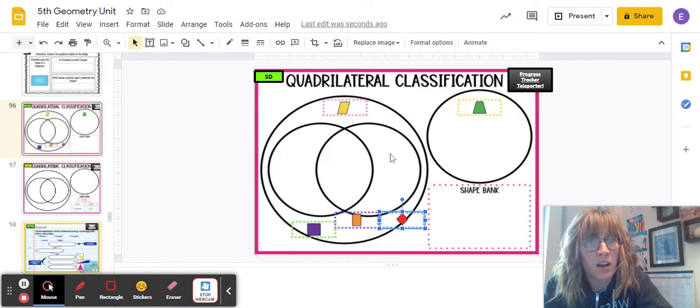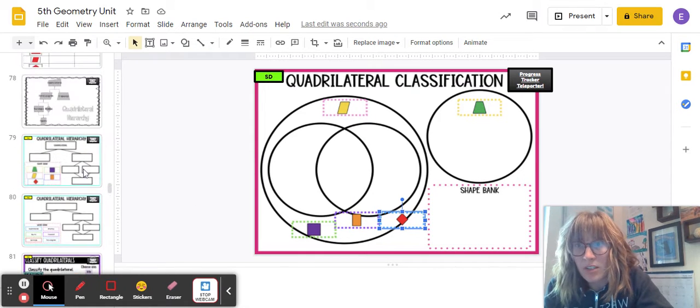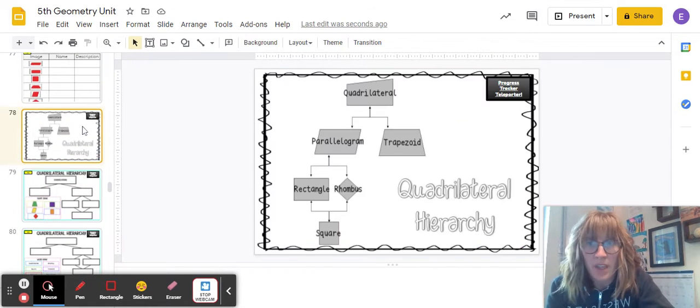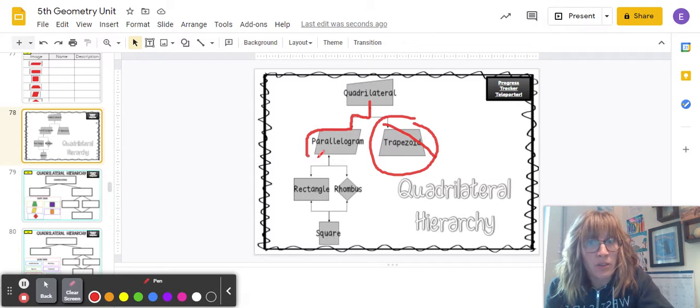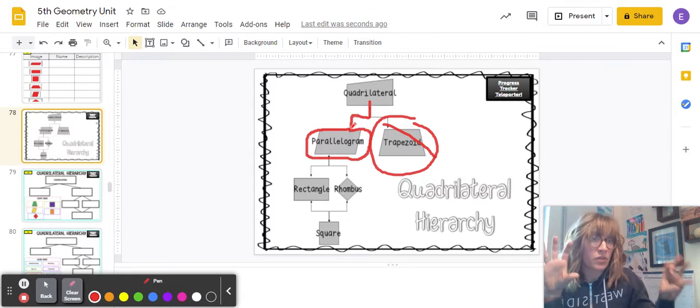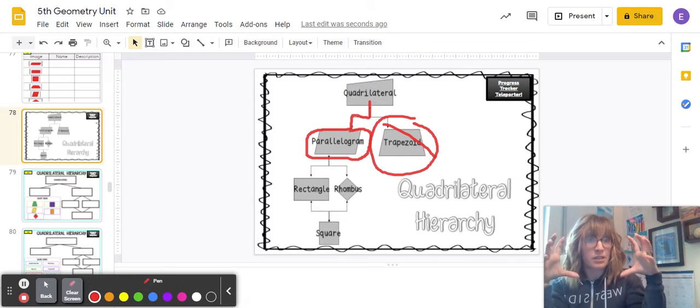And now within our parallelograms, we want to see if we can sort them to be more specific. So let's go up to our hierarchy. And we know that we have this classification of parallelograms, right? So here we are. We've already bubbled out our trapezoids, so we don't need to think about them right now. And we already know that we've classified all of our shapes from our hierarchy bank into this parallelogram bubble on our Venn diagram.